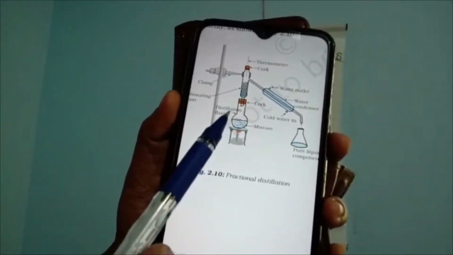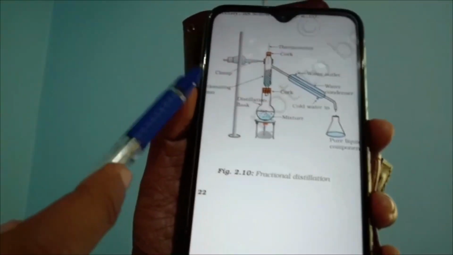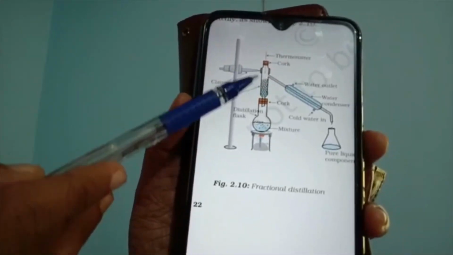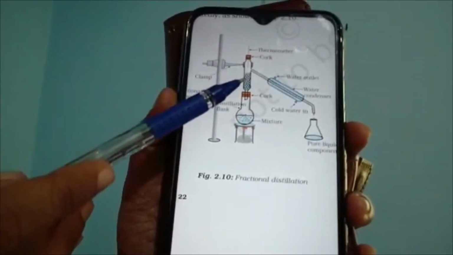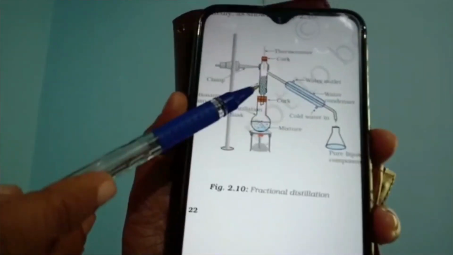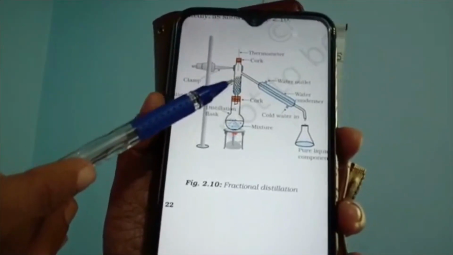So here also it is the same as in the previous experiment. But here one difference is there: a fractionating column. This is known as a fractionating column. Normally these fractionating columns are filled with beads. You can see, right, small particles like beads are fitted inside that.